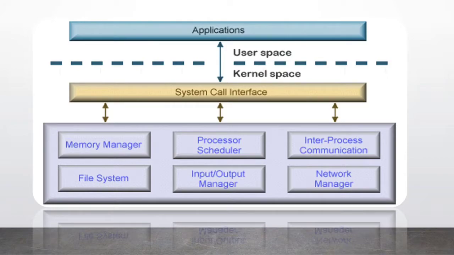Okay, as an example, there are 2 spaces: user space and kernel space. In user space there is the application, and in kernel space there is the system call interface and any other software. And as you can see, this is direct communication between user space and kernel space. This makes the operating system highly efficient without any obstacle.